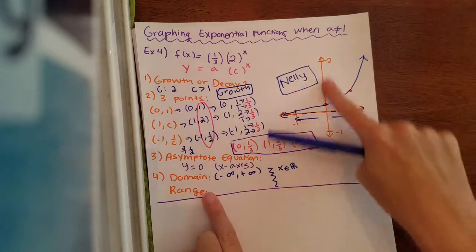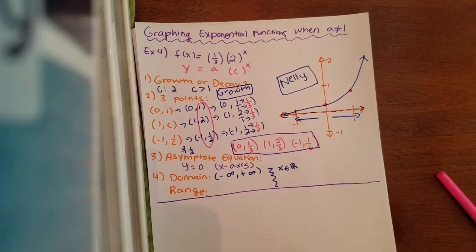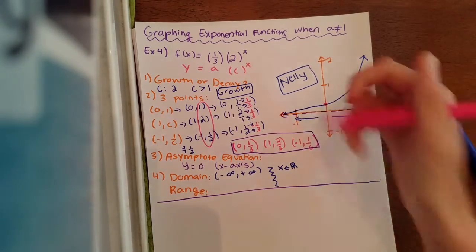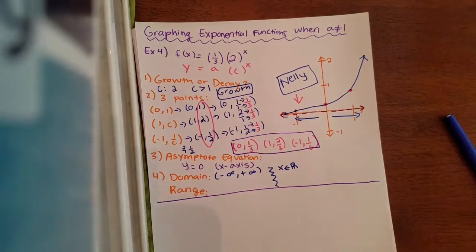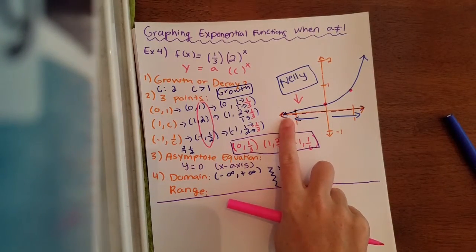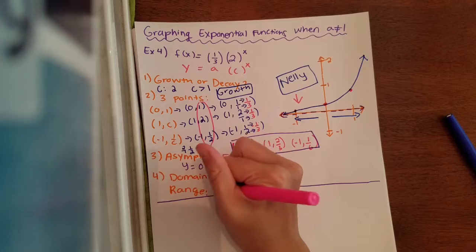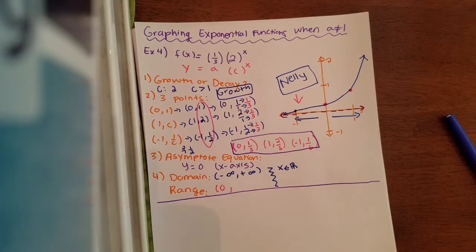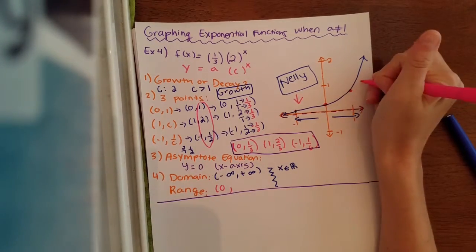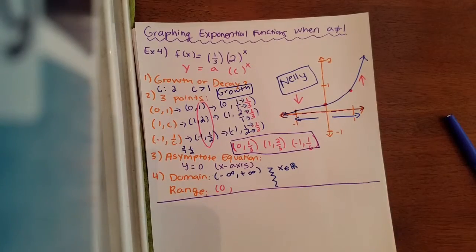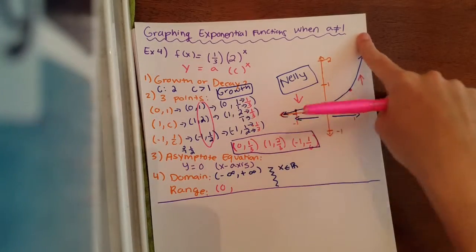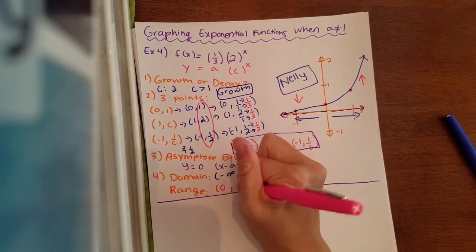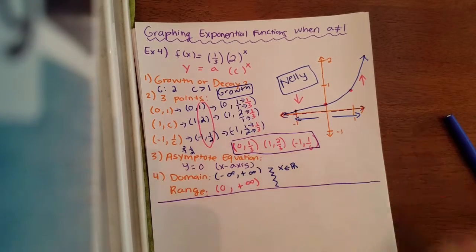Alright, and then the range is the y-axis, so you ask yourself, how low does the graph go? Okay, which it goes really close to 0, but does not touch it. So I'm going to put that 0 in a parenthesis, because it cannot equal it. And then you ask yourself, how high does the graph go? Which it shoots off in the positive infinity direction. And it cannot equal it, so we leave it as a parenthesis.